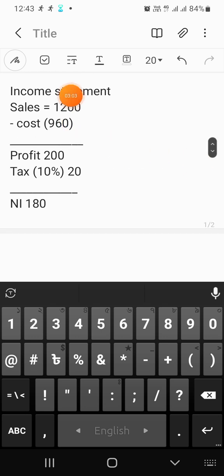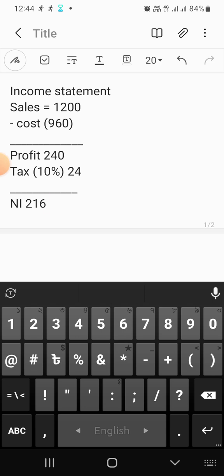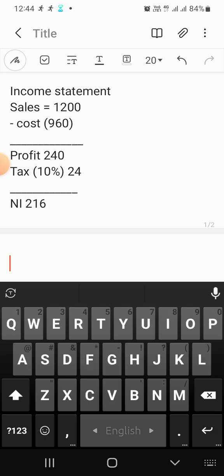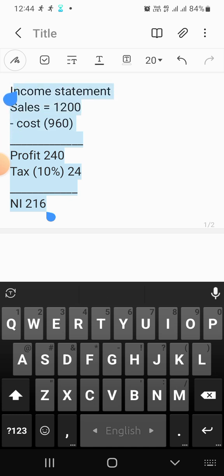However, after making this, what is the profit now? 1200 minus 960, it is 240 profit. So if the profit is 240, my tax will be 24, then my net income will be 216. Okay, however, could we find the change of net income without calculating the full income statement again? What was my net income before? It was 180, and now it is 216.